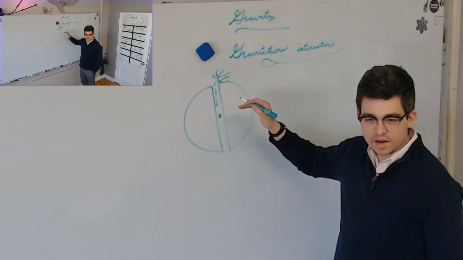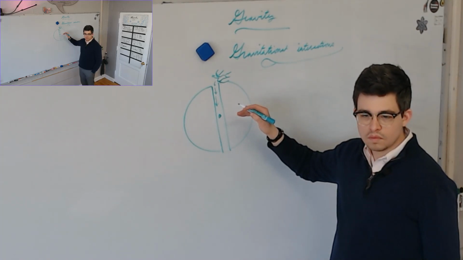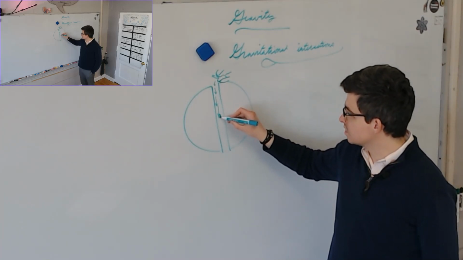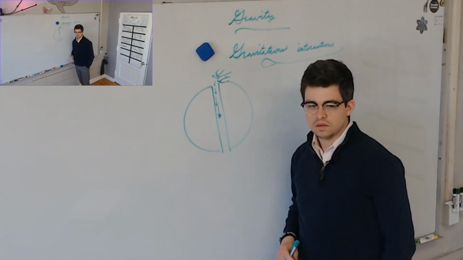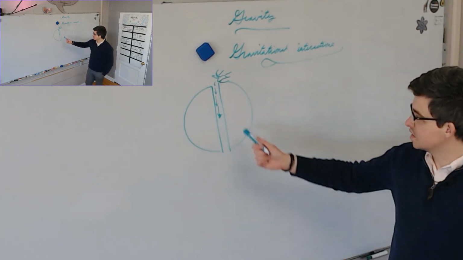What do we call that kind of motion, where it's going faster and faster and faster? It's acceleration. It's one kind of acceleration. It's getting faster as it goes towards the center.